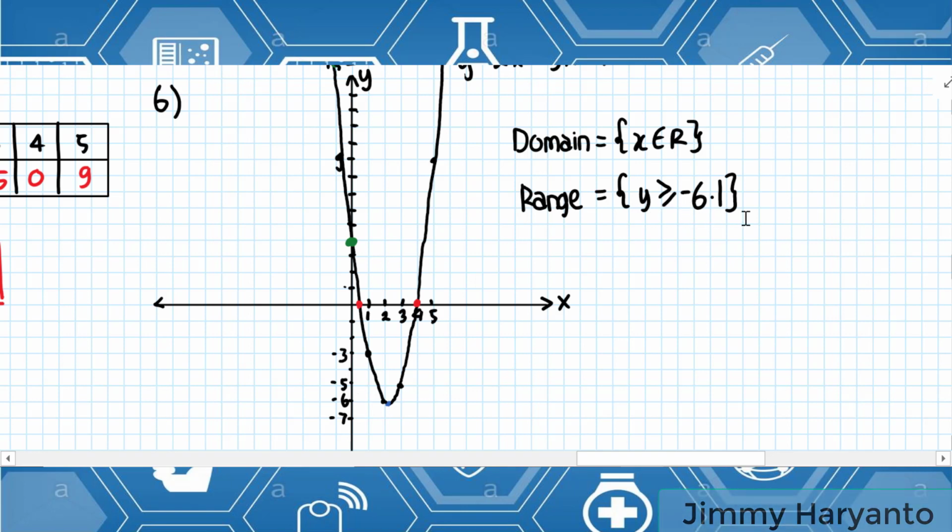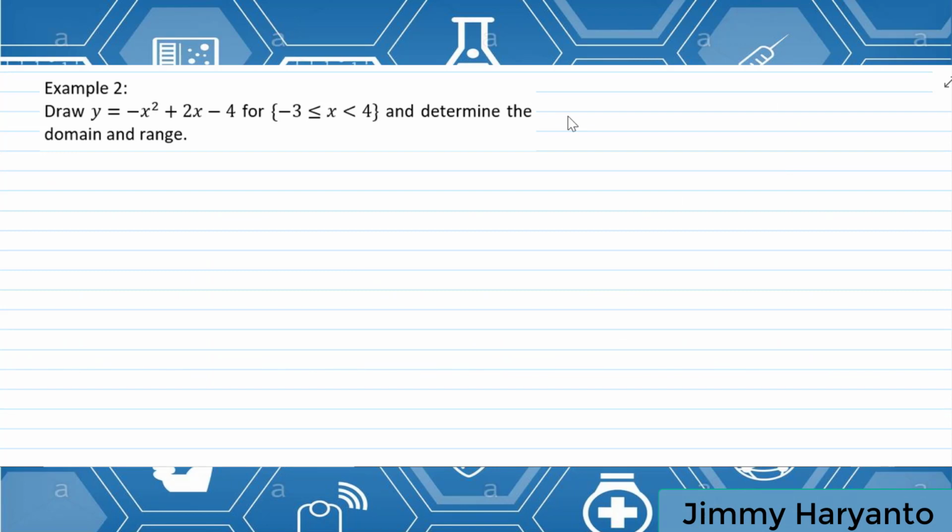Okay guys, that is the example. Next is example 2. Draw y equals negative x squared plus 2x minus 4 for negative 3 less than or equal to x less than 4. Now the domain is given. The question gives us the domain, so we have to follow it. The domain is already there, so we don't have to determine the domain again.